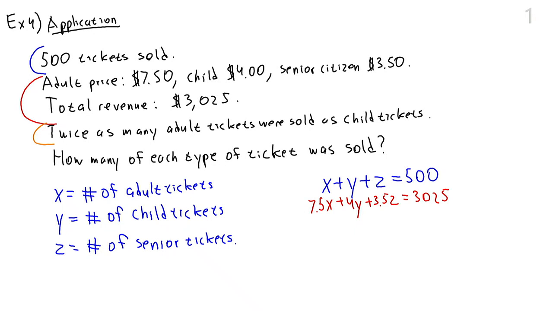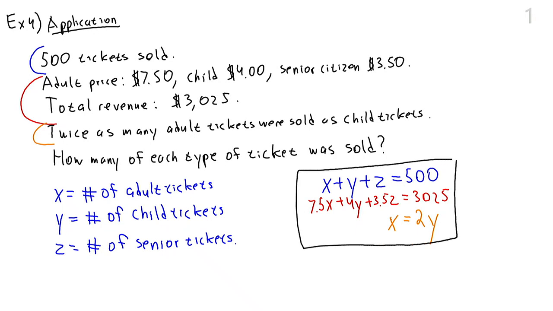Finally, the third piece of information, how many adult tickets were sold with respect to child tickets. And we need this third sentence because we cannot solve 3 equations for 3 unknowns with just 2 equations. We need a third equation. This third equation is the number of adult tickets is twice the amount of child tickets. So this is the system, and solving the system will solve the problem.